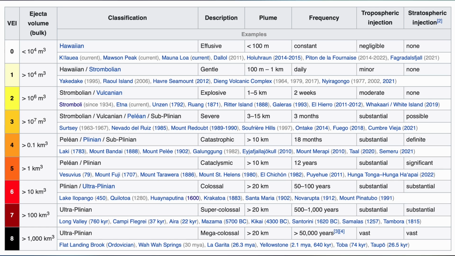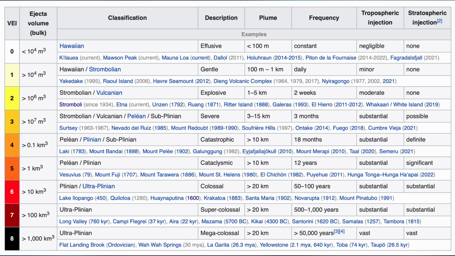A VEI of 5, which corresponds to an ejecta volume of more than 1 cubic kilometer, is where it starts to get quite large. So Mount Vesuvius, which we've mentioned before, the one in ancient Rome that covered all of those people, had a VEI of 5, as did Mount St. Helens in 1980 in the United States, which is another quite well-known eruption. So these occur with a frequency of about every decade, so they're fairly rare, but not super rare, and tend to have plumes extending up to about 10 kilometers, and it's at this point that you start to get significant injection of materials into the stratosphere.